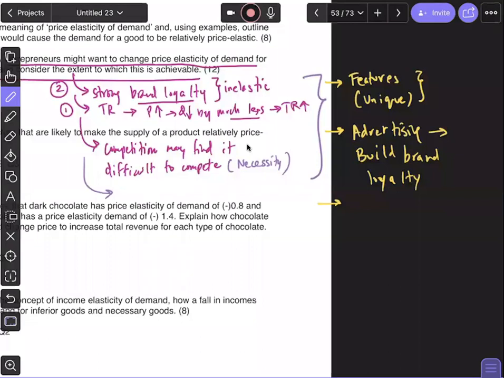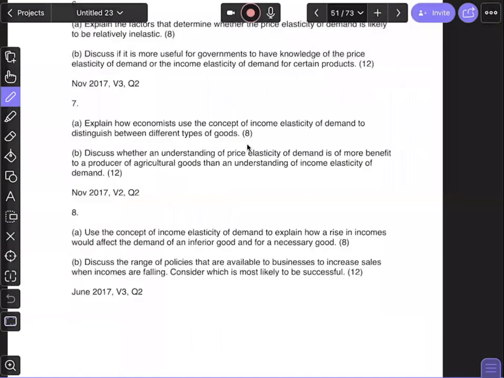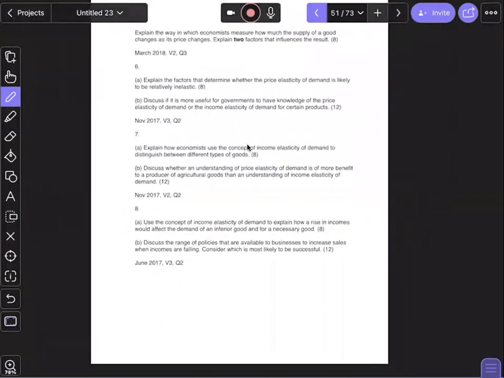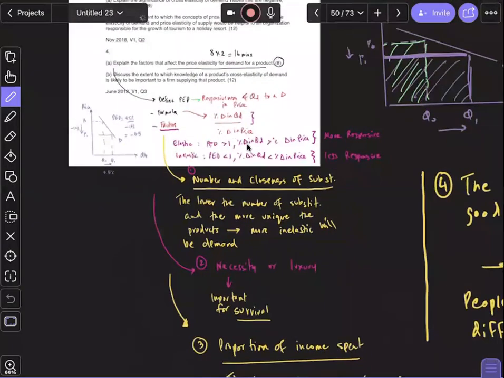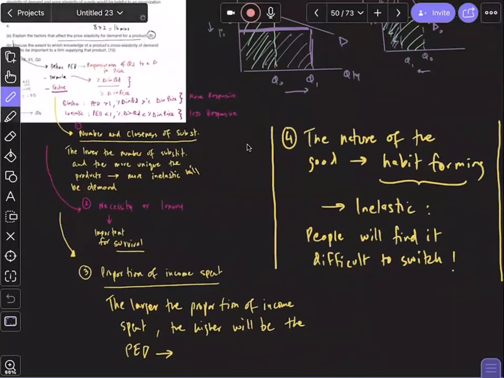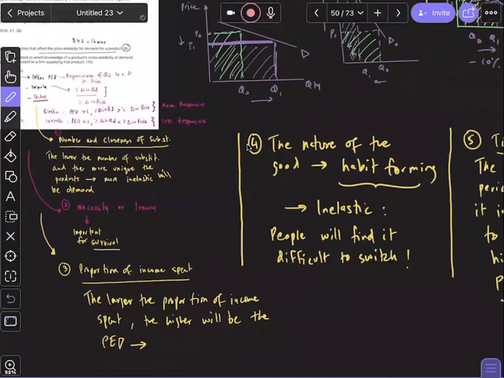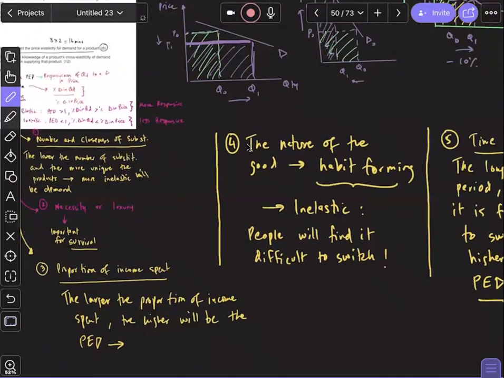Make sense, guys? Are we good? So in other words, when you go back to the features that we were talking about initially, if you're able to basically make it easy for people, make yourself completely unique as compared to other people, your good will be inelastic. One could argue the proportion of income spent.